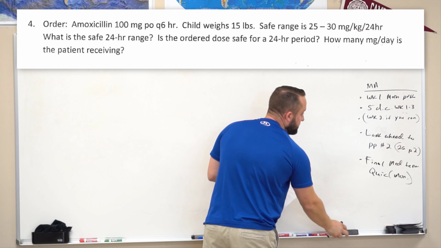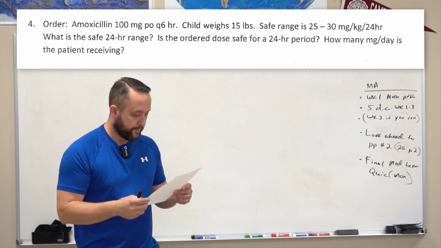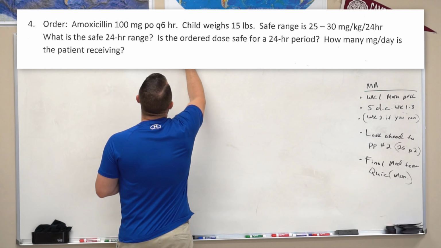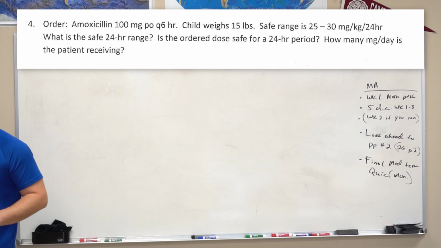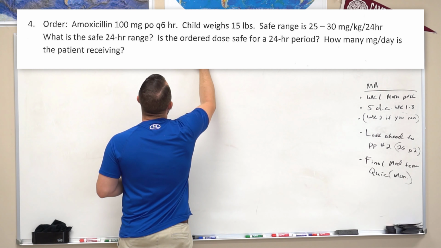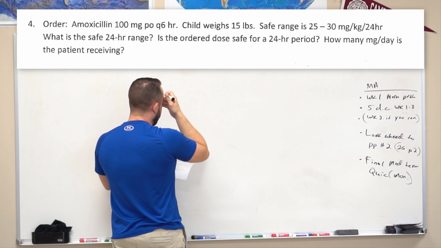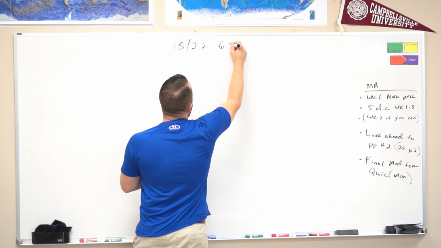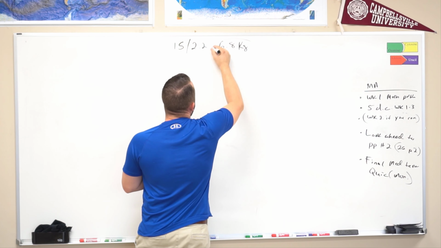So tell me what you got. Walk me through what you got so far. The child weighs 15 pounds, so 15 divided by 2.2. Okay, and what'd you get for that? 6.8 kilograms. Okay.